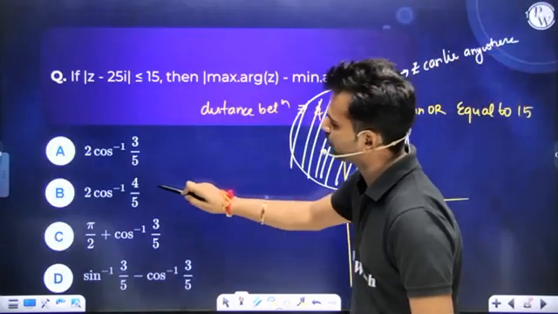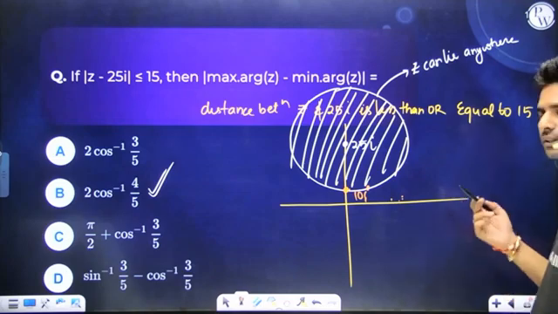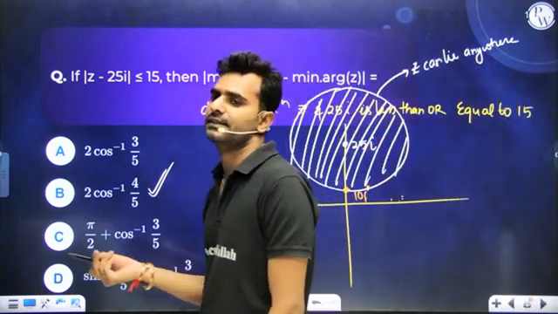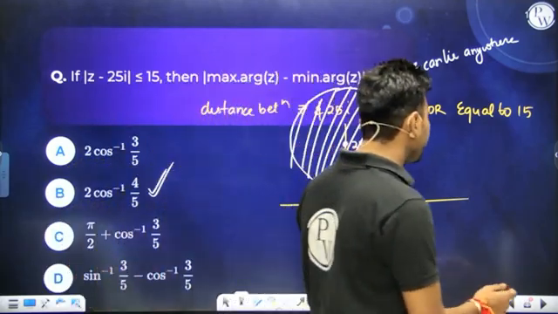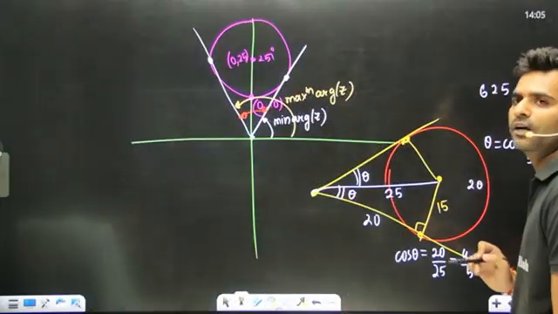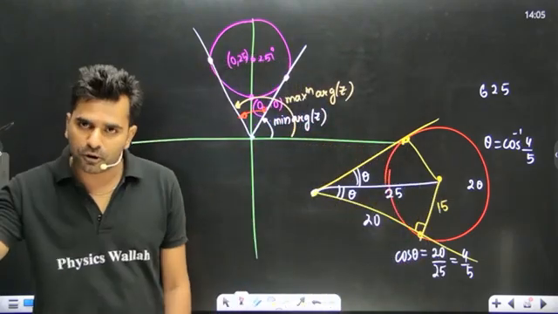So 2 cos inverse 4 by 5 is going to be the correct answer. Right? Yep. Look, this is the problem of circles, but asked in the form of complex numbers. That's why I am telling you to have good command over the geometry of complex numbers, because that geometry is going to help you in coordinate geometry as well.